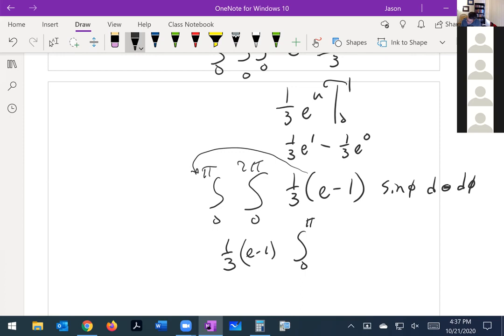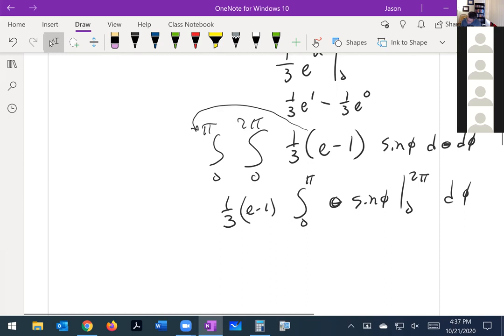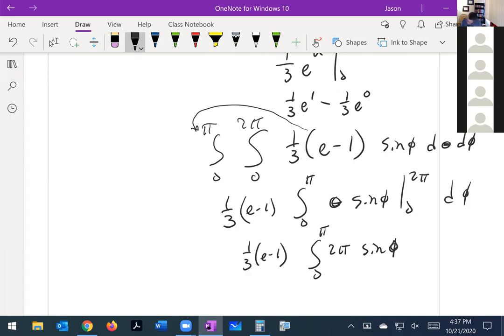If I integrate on theta, well, this is treated all as a constant. Okay, so integrating on theta, we would get theta times the sine of phi, evaluated from 0 to 2 pi. Okay, and then that would be d phi. So this is going to be 2 pi sine phi. Okay, 2 pi sine phi. Nice, nice, nice. And then I'm going to integrate that from 0 to pi. Okay, and I've got this 1/3 (e minus 1) on the outside.